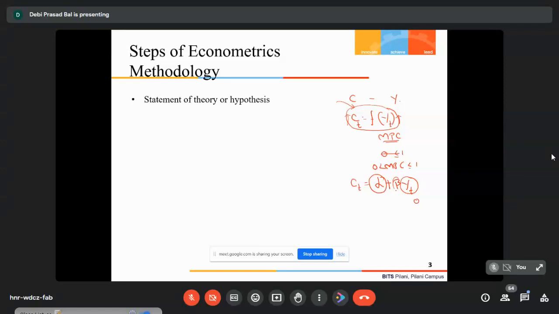Meaning, what does it mean? It means 0.27 is left for saving. That is called MPS, marginal propensity to save. The point here is how we come to this. This is a very important concept. Okay, these are the important values. 0.73.